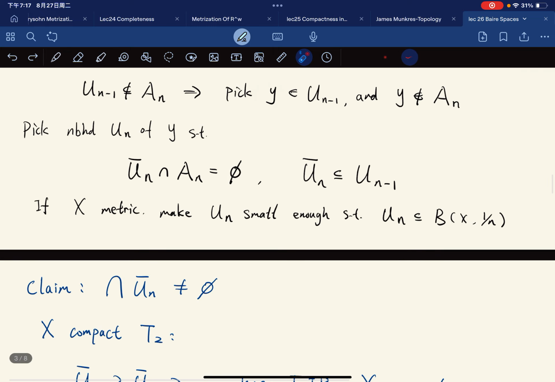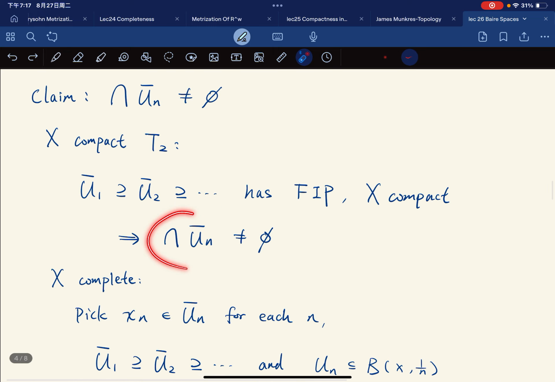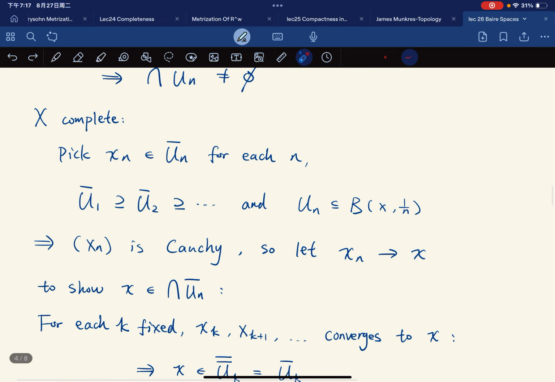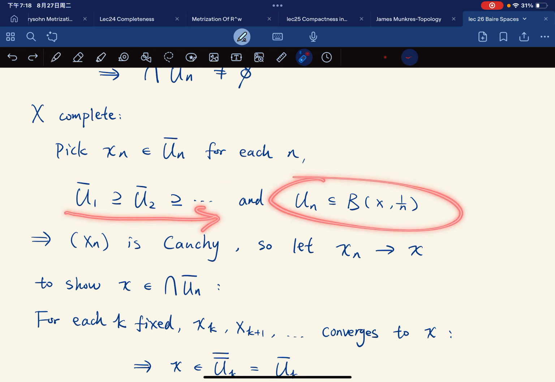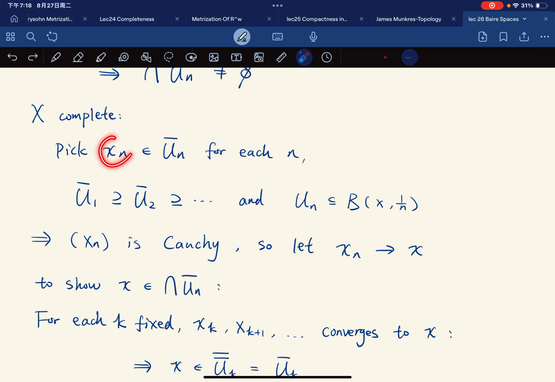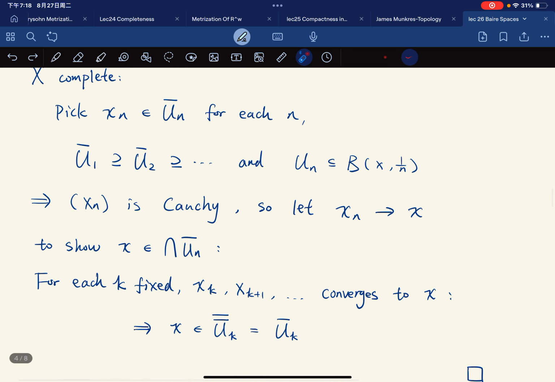Each of them is non-empty. So this is true because X is compact. If X is complete, because we have a decreasing set in each Un, their diameter is also decreasing, right? So if we pick a sequence xn in Un, this is automatically a Cauchy sequence. So it converges to some x.